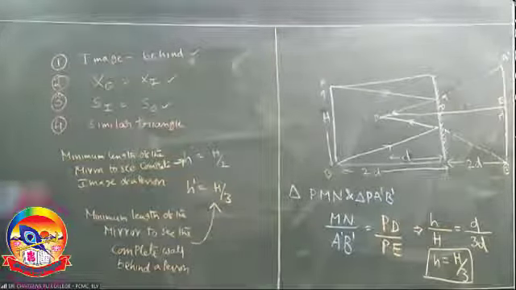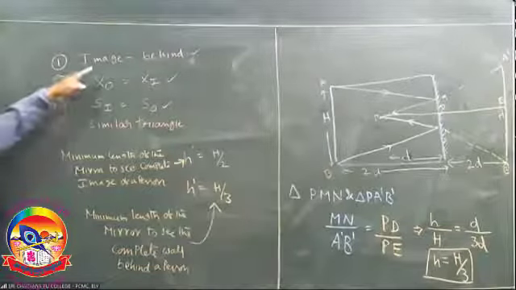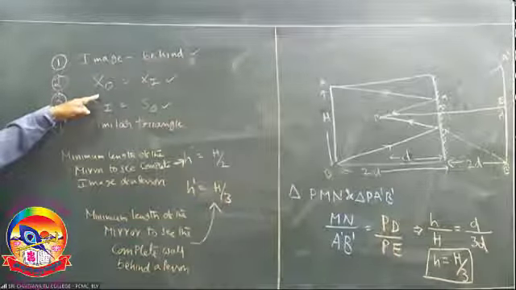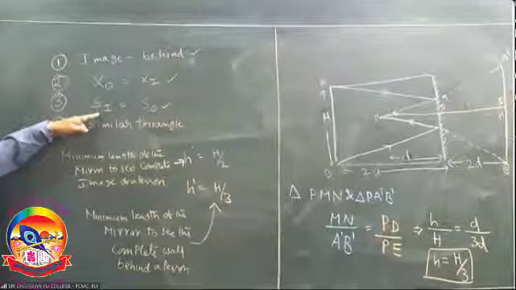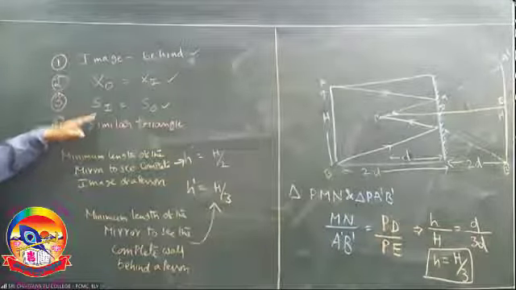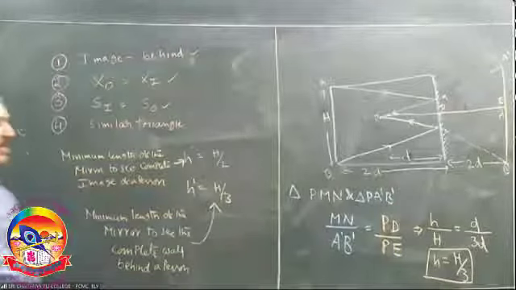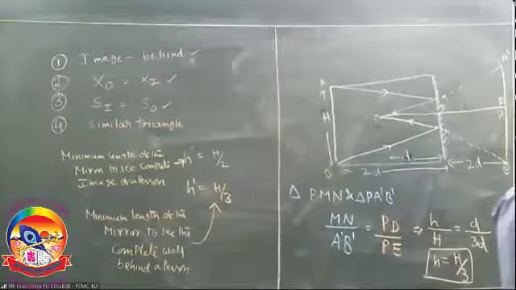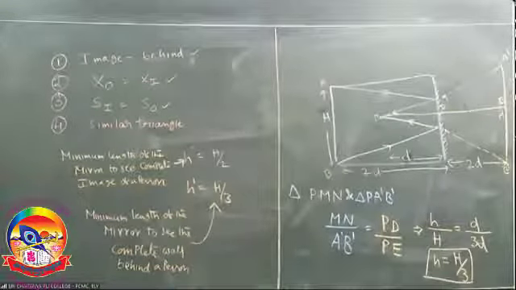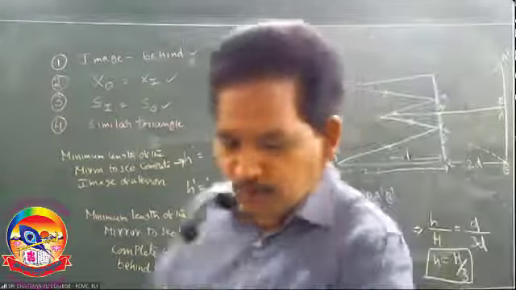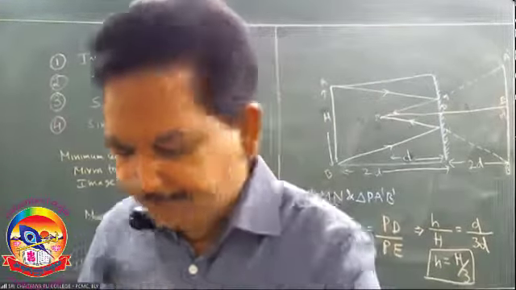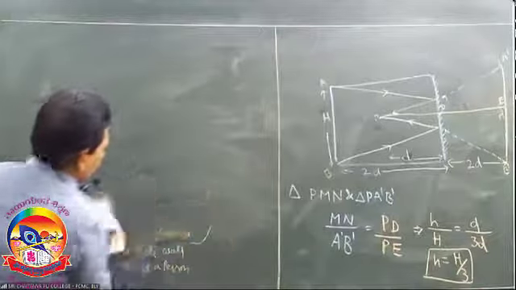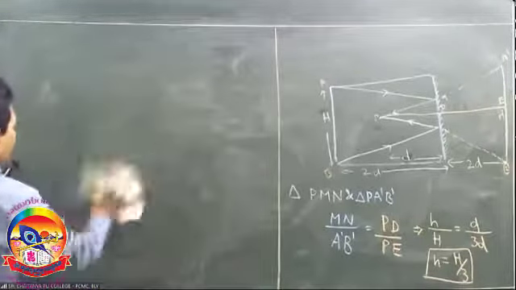Using only four simple steps. Forming the image behind the person. Distance of the image is equal to distance of the object. Size of the image is equal to size of the object. Using similar triangles, we can derive the minimum length of the mirror. Take a screenshot of this. We'll move to the next concept, because tomorrow in the exam, these problems will come.